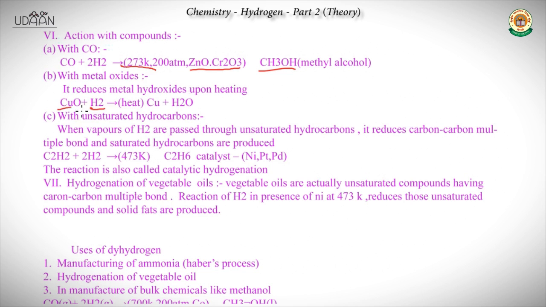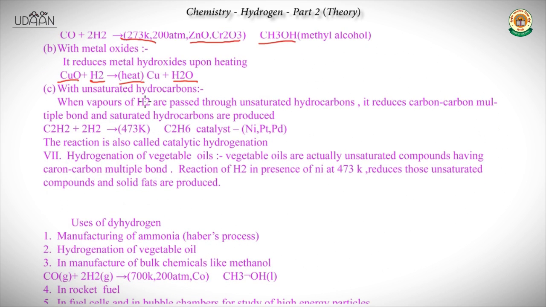The second one is with metal oxides. Hydrogen reacts with metal oxides to reduce them, and itself it is oxidized. But this is on heating, so heat is important for this reaction to continue. Now it also reacts with almost all the unsaturated hydrocarbons, and it will saturate them and produce saturated hydrocarbons.